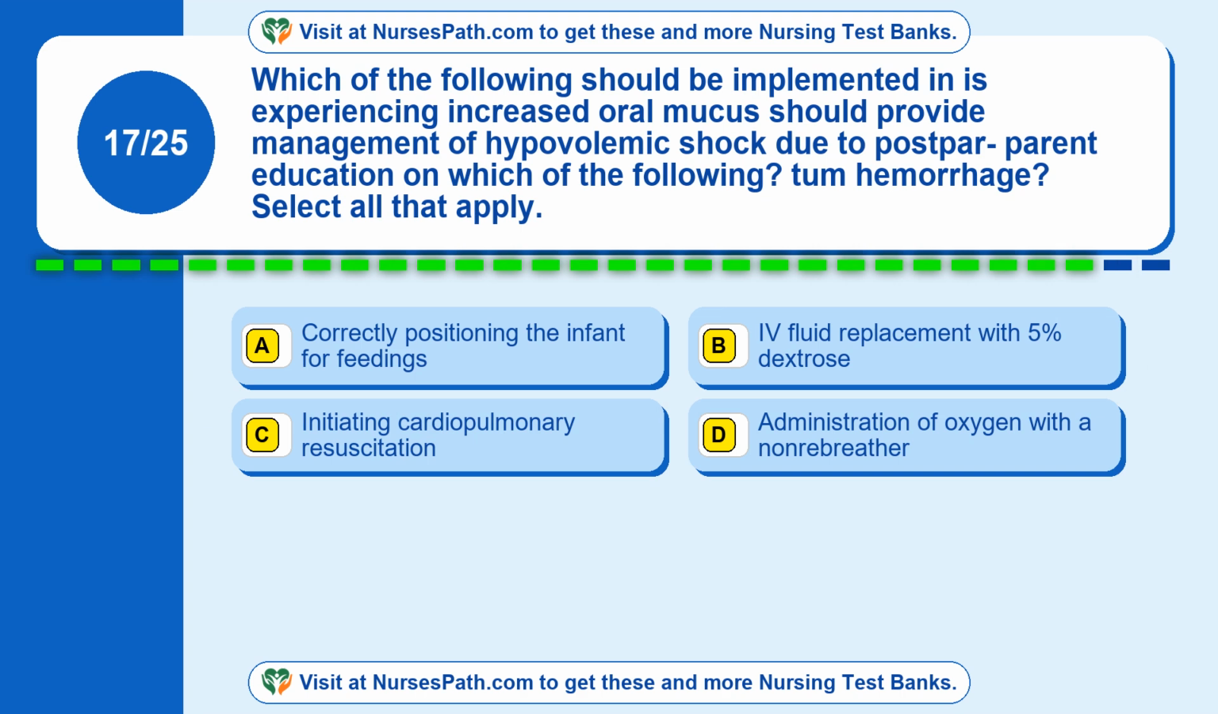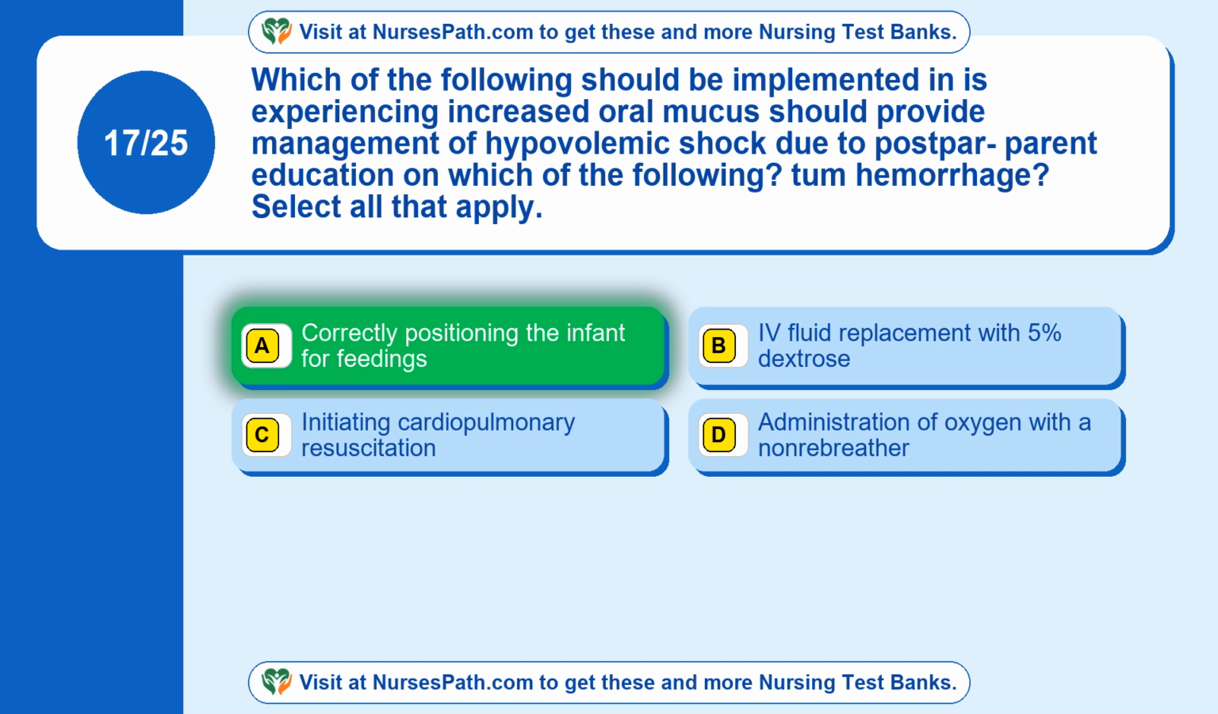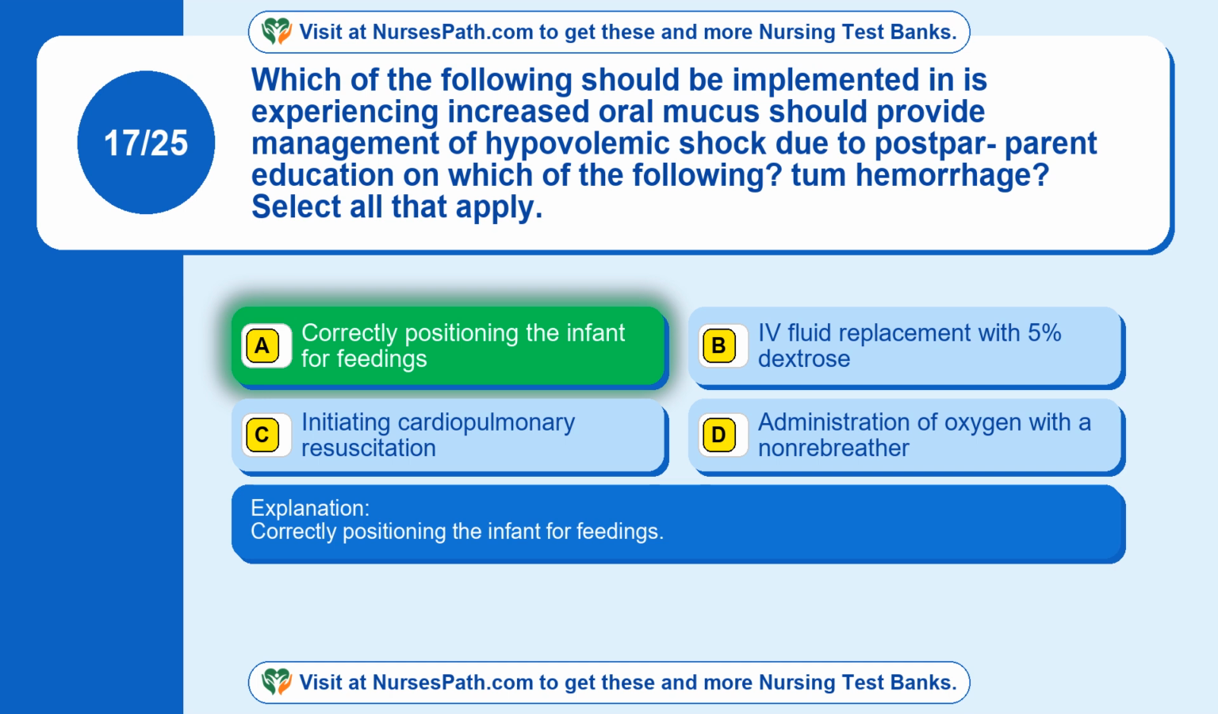Question 17. An infant is experiencing increased oral mucus. Which of the following should be implemented for the management of hypovolemic shock due to postpartum hemorrhage? Select all that apply. Option A. Correctly positioning the infant for feedings. Option B. Fluid replacement with 5% dextrose. Option C. Initiating cardiopulmonary resuscitation. Option D. Administration of oxygen with a non-rebreather. The correct answer is option A. Correctly positioning the infant for feedings.